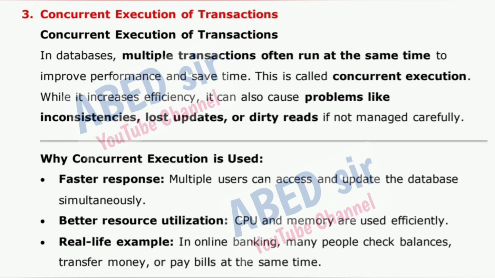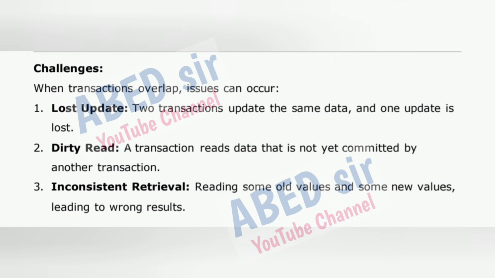Why concurrent execution is used? Faster response. Multiple users can access and update the database simultaneously. Better resource utilization. CPU and memory are used efficiently. Real-life example. In online banking, many people check balances, transfer money, or pay bills at the same time. Challenges. When transactions overlap, issues can occur.